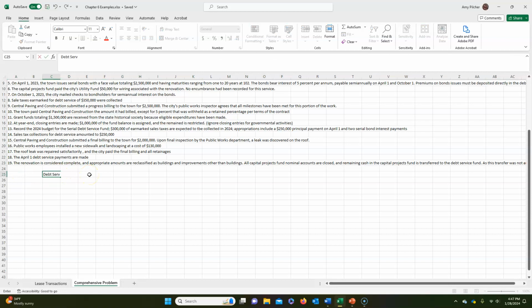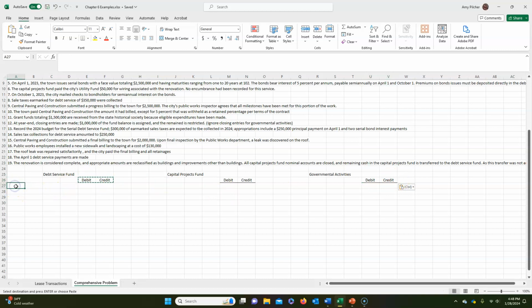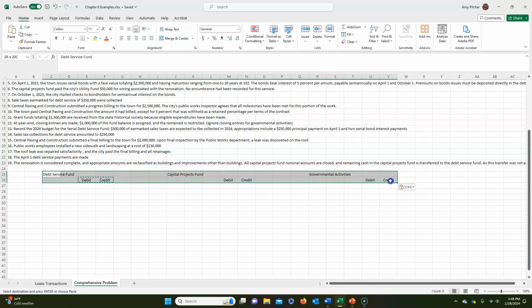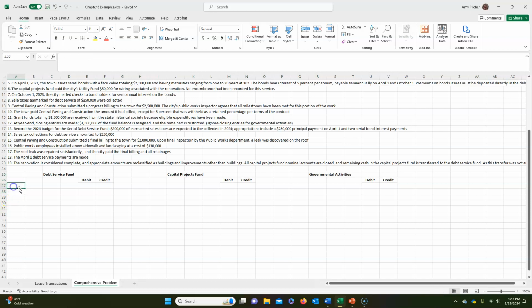So we have debt service fund, and then the capital projects fund. Okay, and then so we're going to record each journal entry across these different funds. So one at a time.